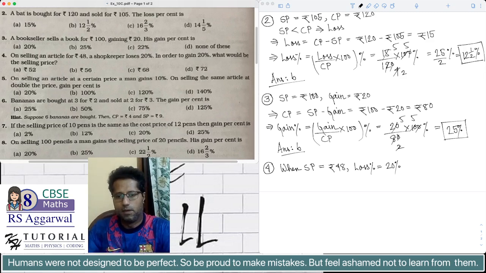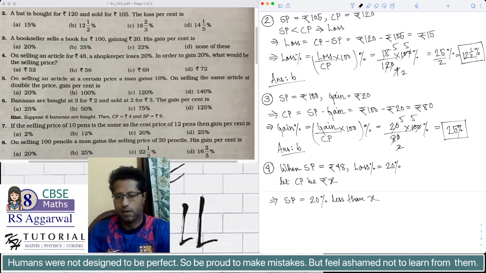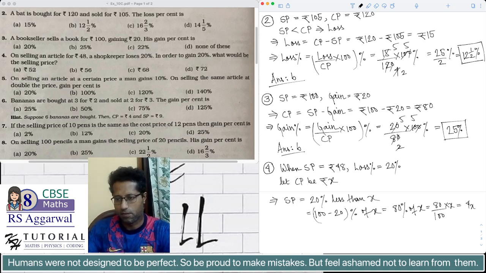Okay, now let the cost price be rupees X. This implies that the selling price is equal to, since there is a loss of 20%, 20% less than X, because we have assumed the cost price to be X. This is equal to 100 minus 20% of X, which is equal to 80% of X. 80% means 80 by 100 multiplied by X, and after simplification this becomes 4X by 5.